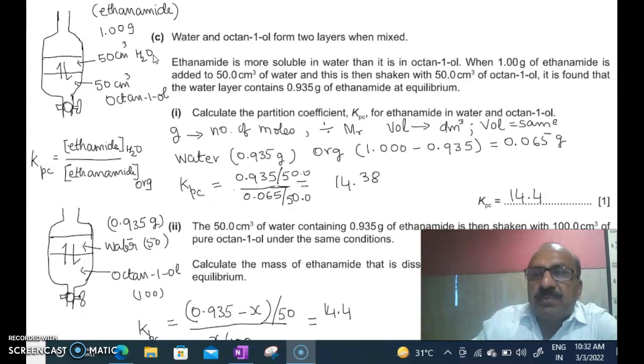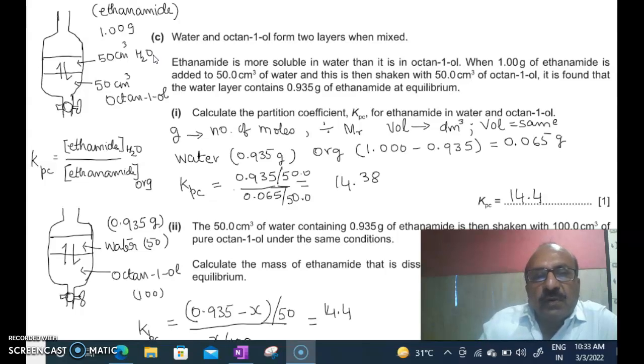And at equilibrium it was found that there was 0.935 gram of ethanamide in the water layer. So if in the water layer it was 0.935 gram, then in the organic layer it should be 1 minus 0.935, that is 0.065, because we had started with 1 gram and 0.935 gram is still present in the water layer. So if you subtract it, you will get the amount of the ethanamide which is present in the organic layer.